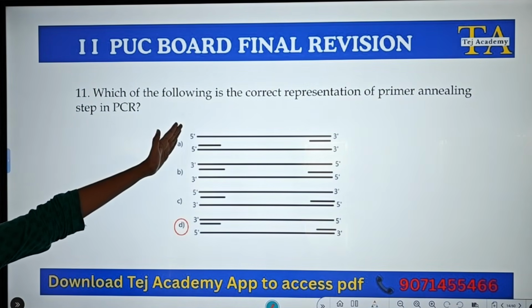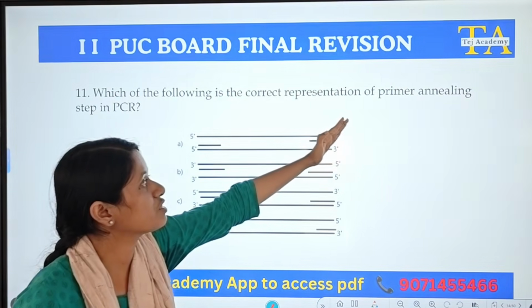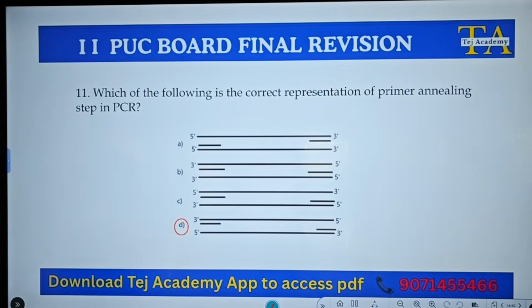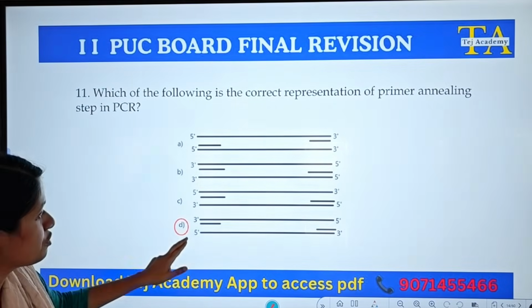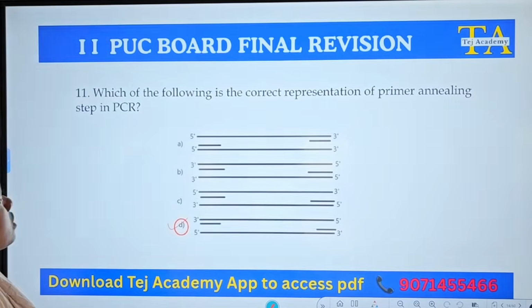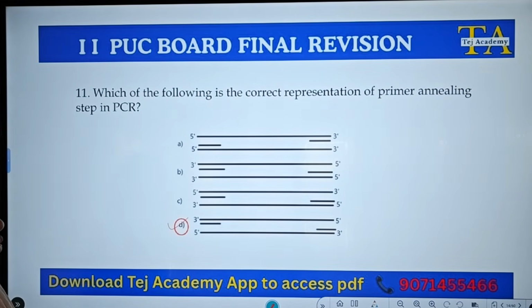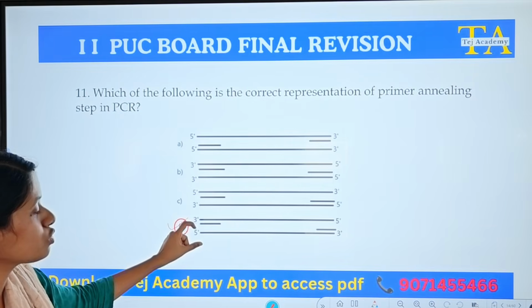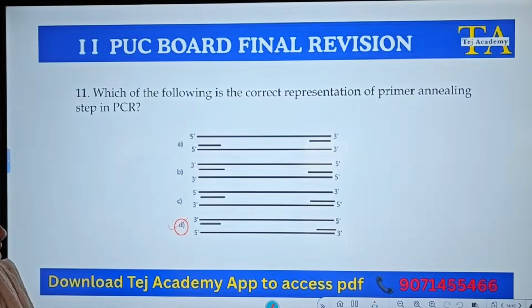Which of the following is the correct representation of the primer annealing step in PCR? If you see all of these options, the correct answer is D, because the primer annealing occurs from 5' to 3' direction in both of these templates.